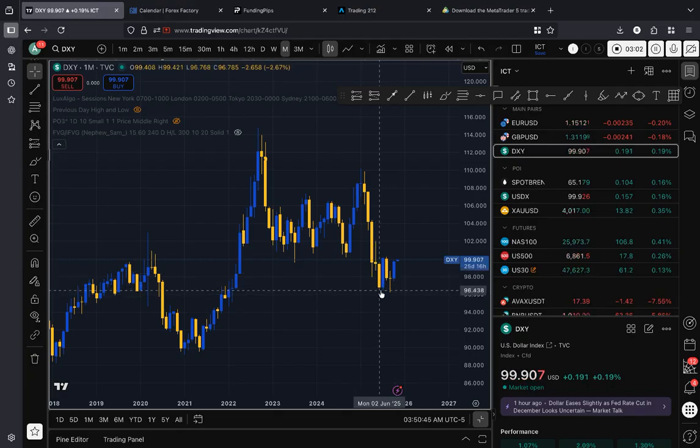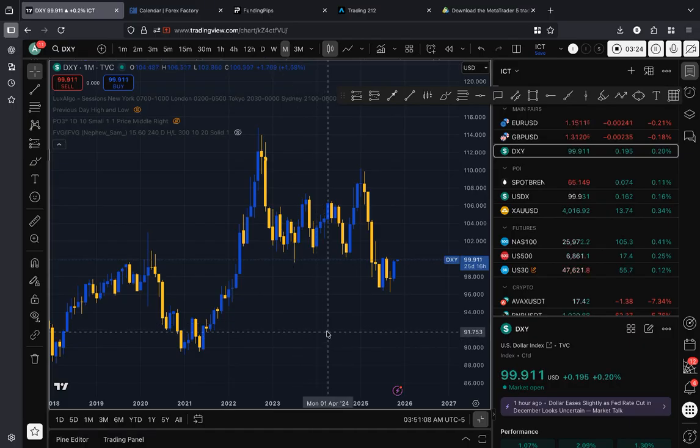I see a fair value gap here that was taken out, but I also see that price gave me, this is June. June was bearish. July was bullish. This gave me an inconsistent, it's like a doji candle. So it's a doji candle. Then October was bullish for the dollar.